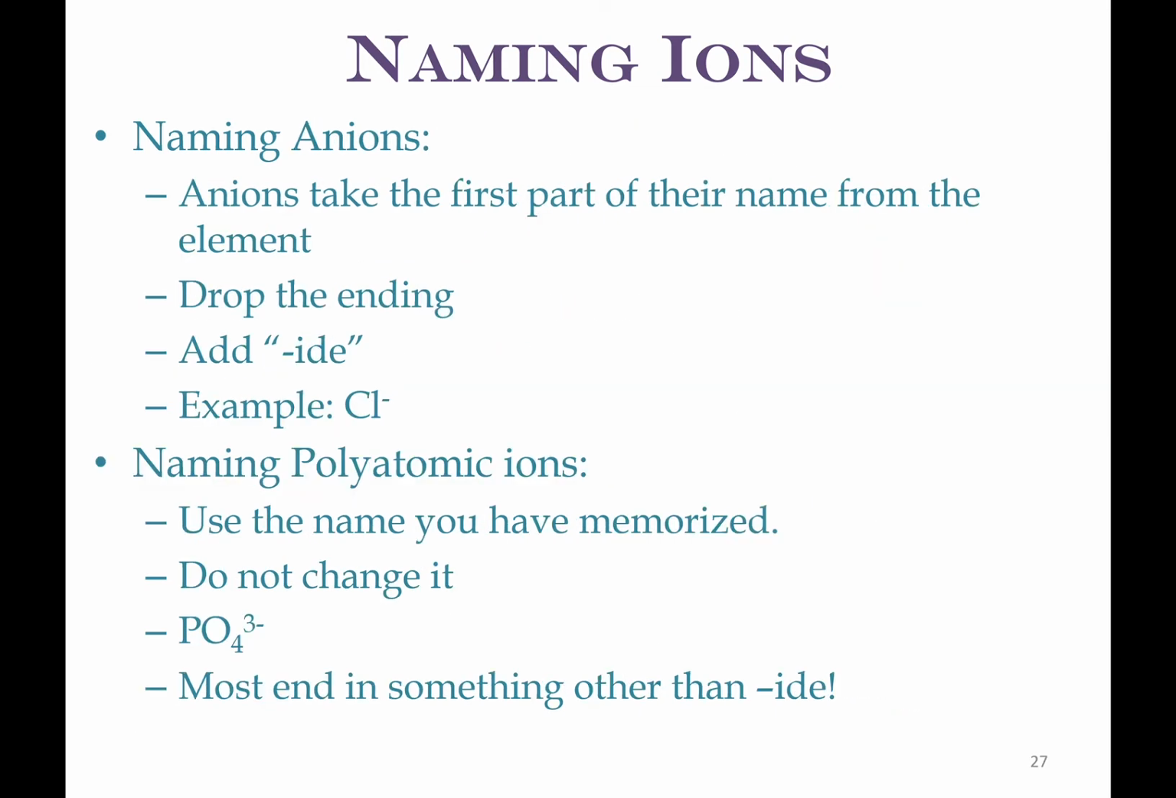Anions take the first part of their name from the element. You drop the ending and add "ide." Sometimes that's easier than others. So for chlorine, we're going to drop INE, and we're going to add IDE. So chloride. Chlorine becomes chloride.